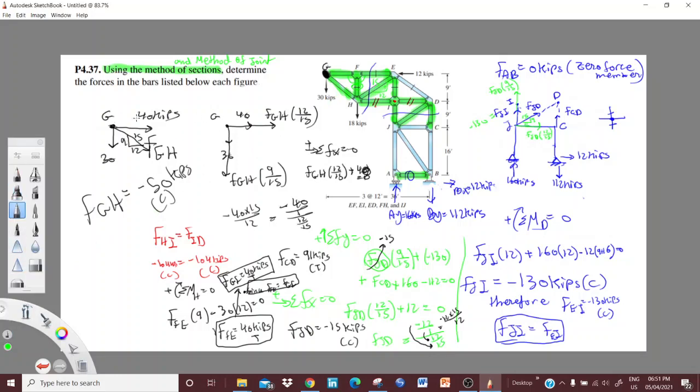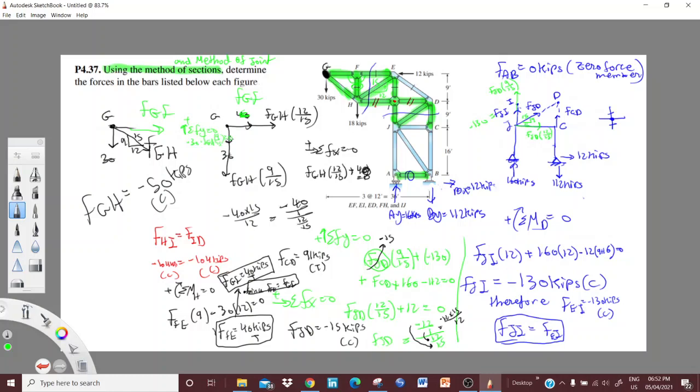If you are not really sure if it's 40 kips, let's remove the 40 kips and make sure, using FGF instead. You need to find the FGH right now. So if you do summation of Fy equal to 0, upward force, let's say minus 30 minus FGH times 9 over 15 equals 0.